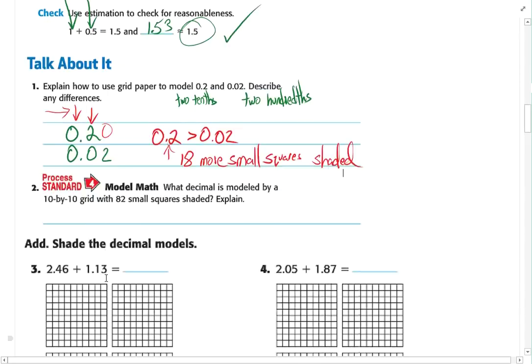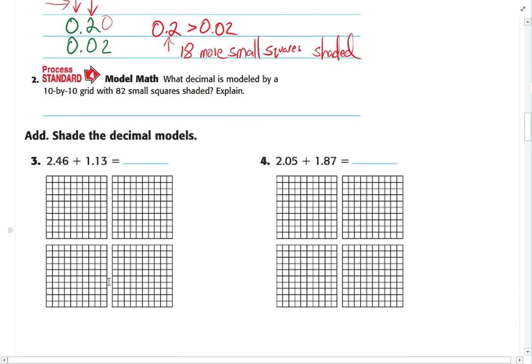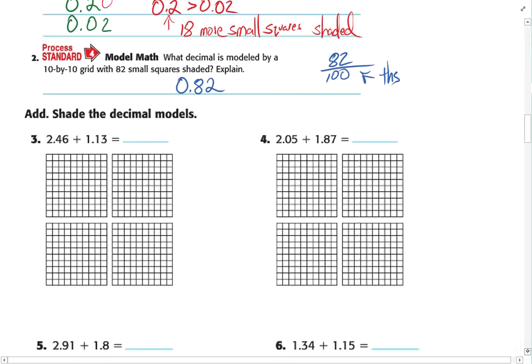All right, now this next one. What decimal is modeled by a 10 by 10 grid with 82 small squares shaded? Well, if I had 82 out of a 10 by 10, 82 out of 100, I say this as 82 hundredths. When I have a fraction here, this is my THS word, 82 hundredths. So 82 hundredths would be 82 with the 2 in the hundredths place. And that's it. So let's model a few more, and then you can get to your practice.